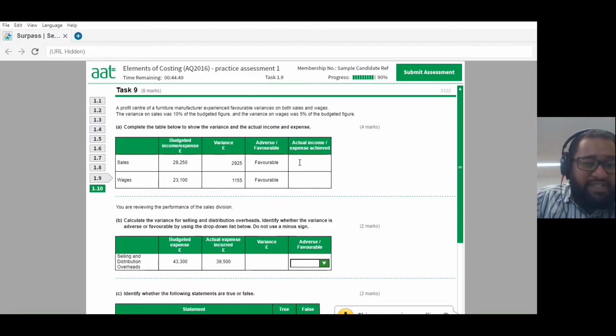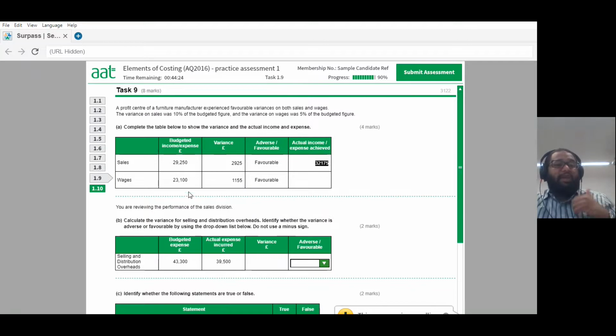So here, because it's favorable, we're just going to be adding that figure to this figure. 2,250 plus 2,925 is going to be giving me 32,175. So that means it makes sense to me because I have achieved more income than I budgeted for. So my variance is going to be a favorable one.